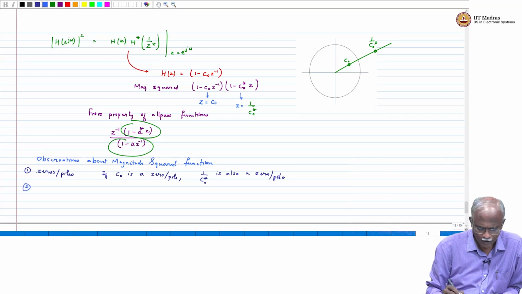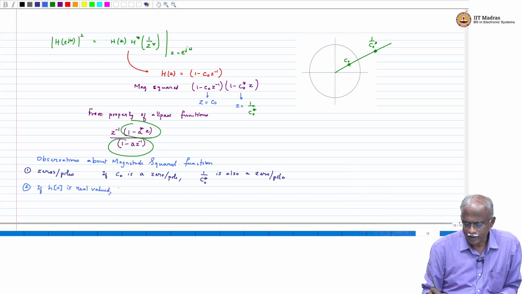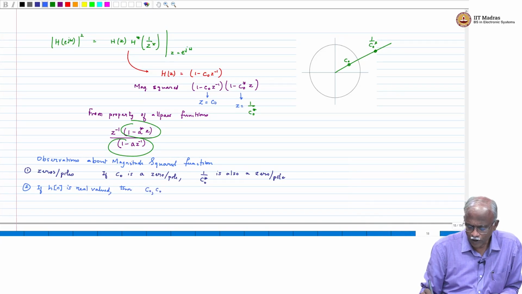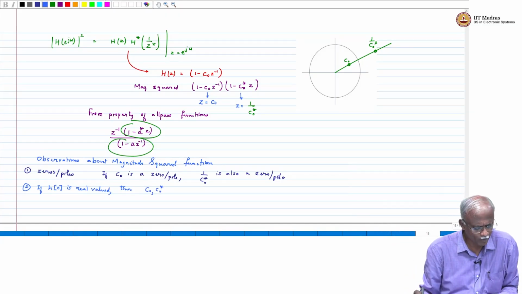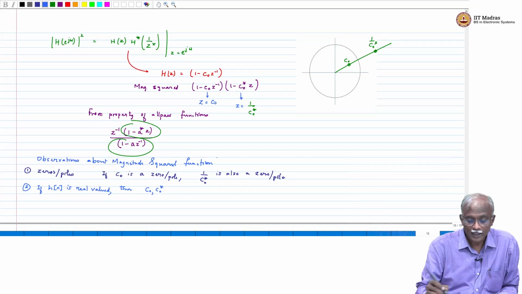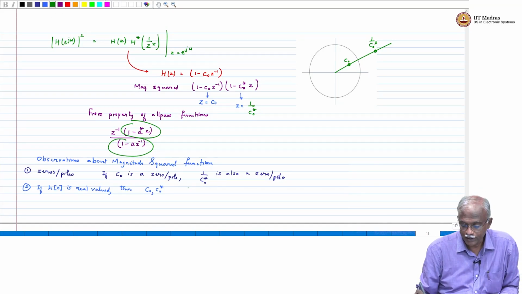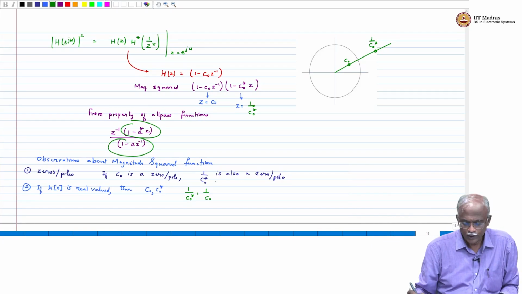Okay, second, if h of n is real valued, then C naught cannot be just conjugate, it will occur as a complex conjugate pair. Only then will you get real valued coefficients. Then the magnitude squared transfer function will have 1 over C naught conjugate and 1 over C naught. So basically the reciprocal conjugate location will also be there.